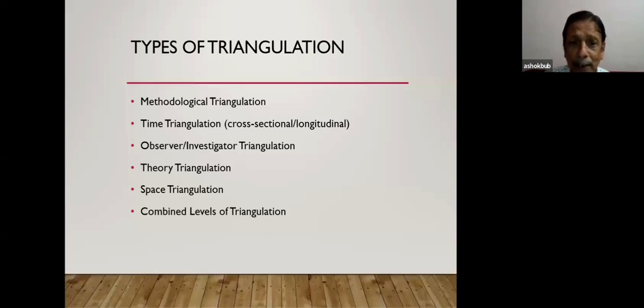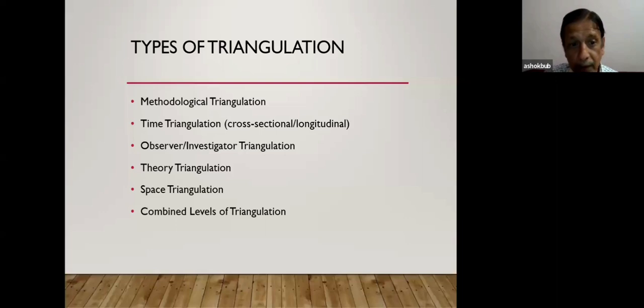The next one is observer or investigator triangulation. Now, when you do larger survey research, you don't have only one observer or one investigator. You may make use of different investigators or multiple observers. And this is where you try to triangulate: you collect or pool the information collected from different observers or investigators. So this is observer or investigator triangulation.